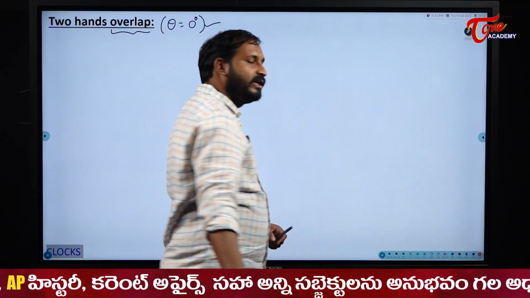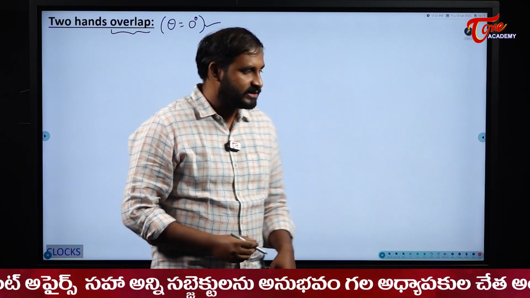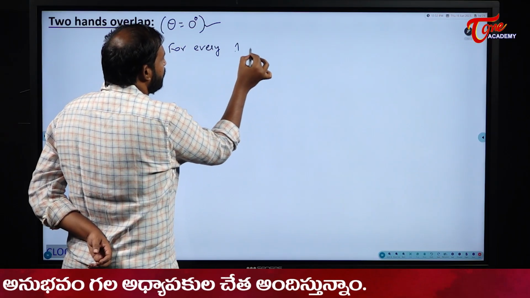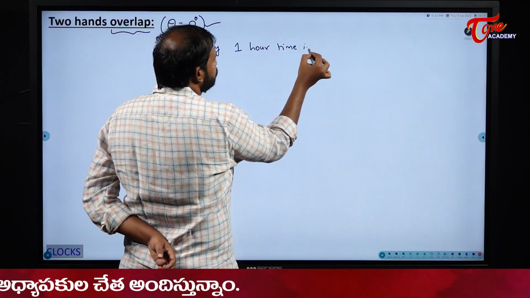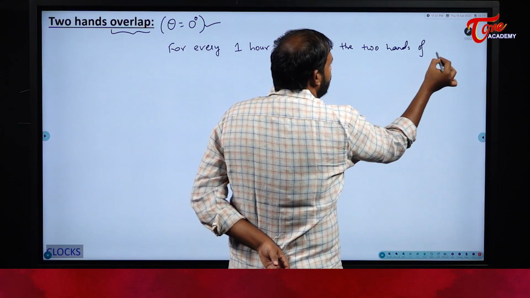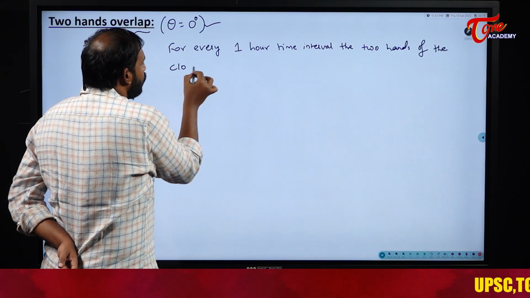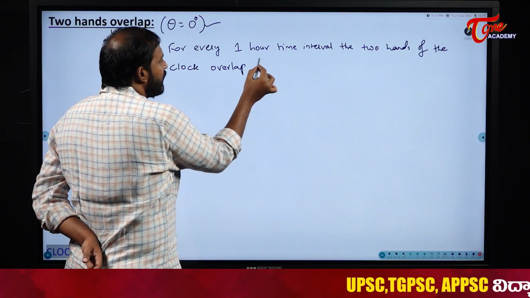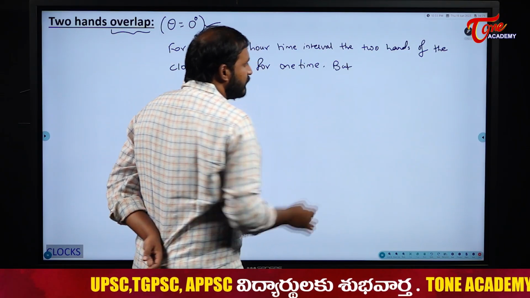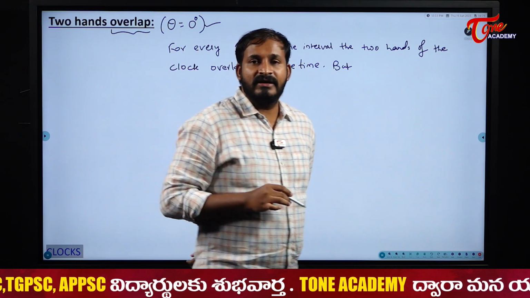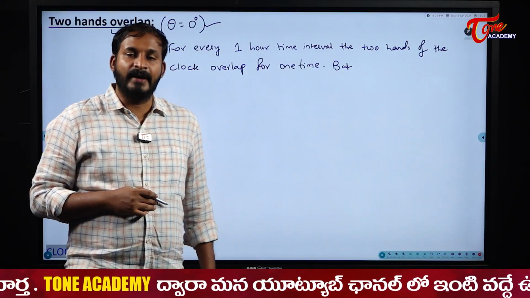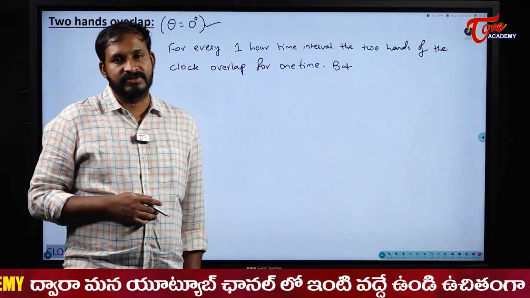So for every 1 hour time interval, the two hands of the clock overlap one time. But if that is the case, tell me, in 12 hours they should overlap how many times? In 12 hours they should overlap 12 times. But it is not going to overlap 12 times. Why? What is the reason, sir?